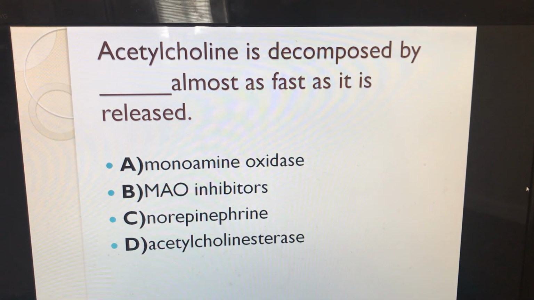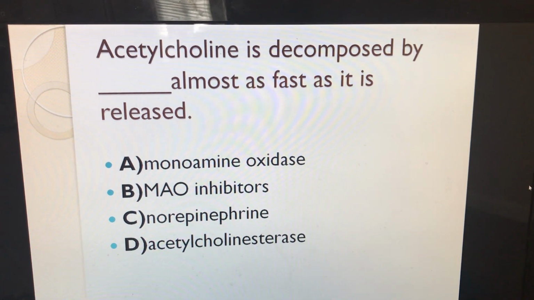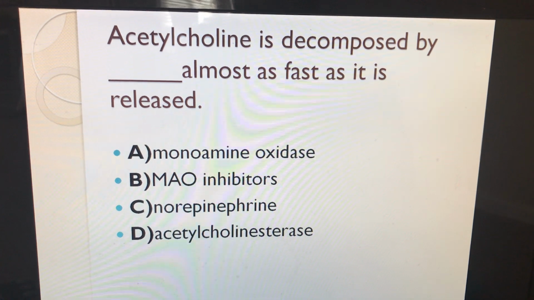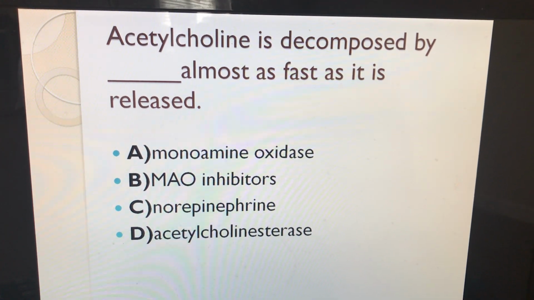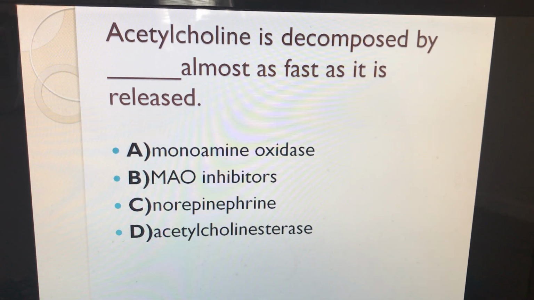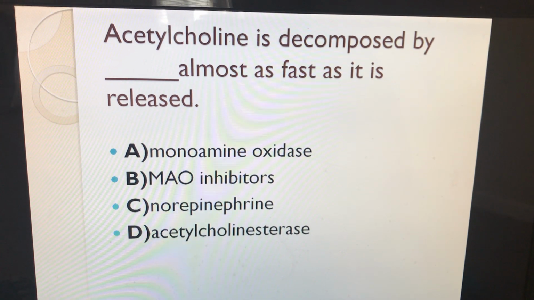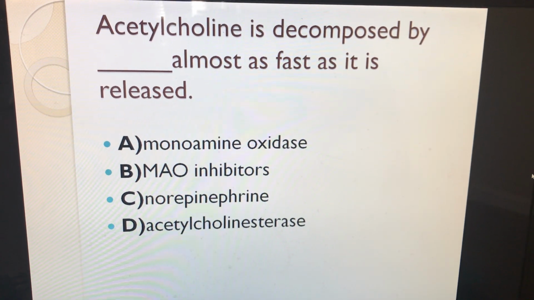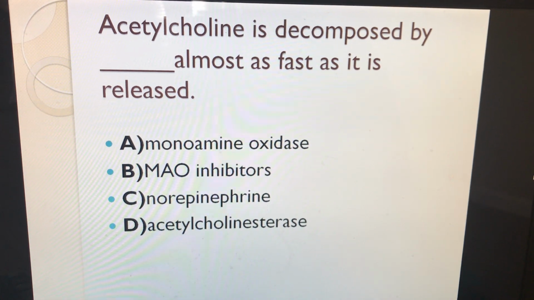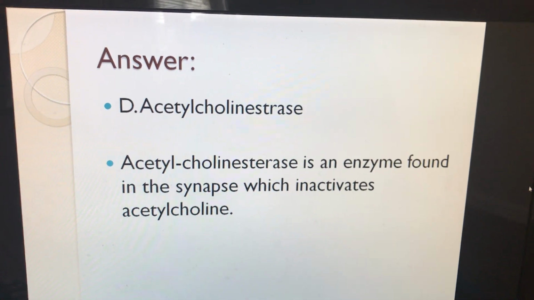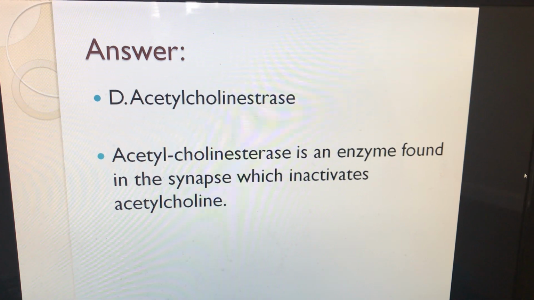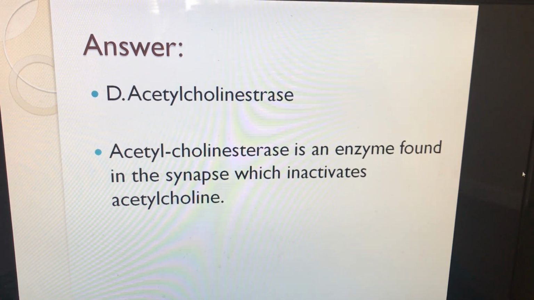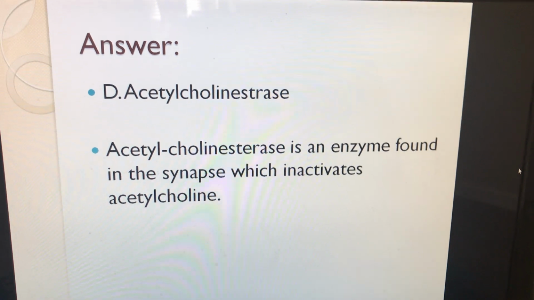Acetylcholine is decomposed by blank almost as fast as it is released. A, monoamine oxidase, B, MAO inhibitors, C, norepinephrine, or D, acetylcholinesterase. Answer is D, acetylcholinesterase. This is an enzyme found in the synapse which activates acetylcholine.